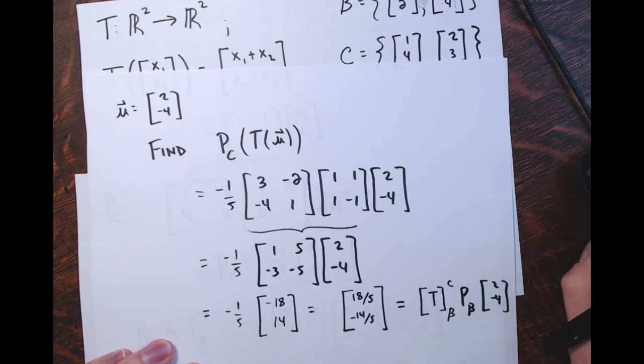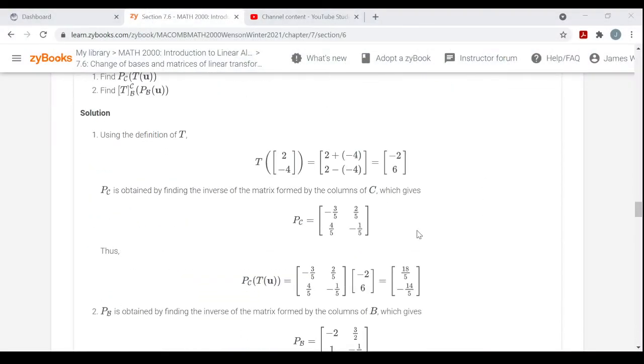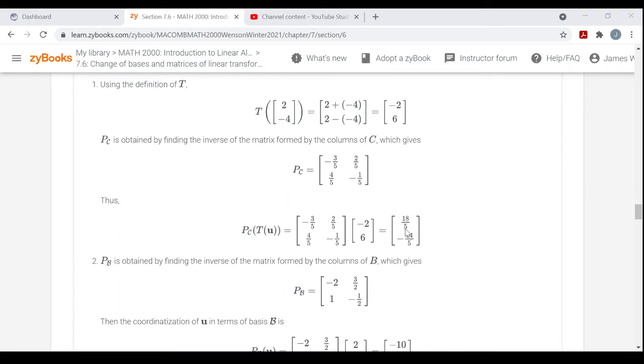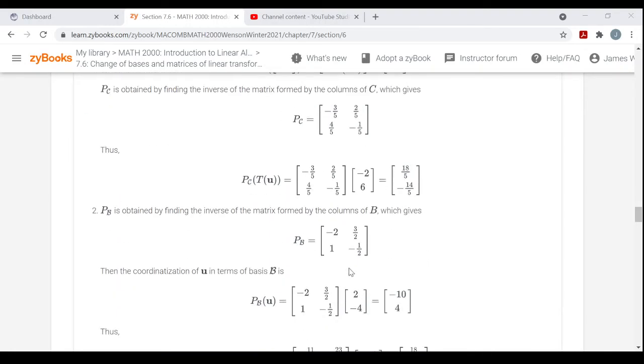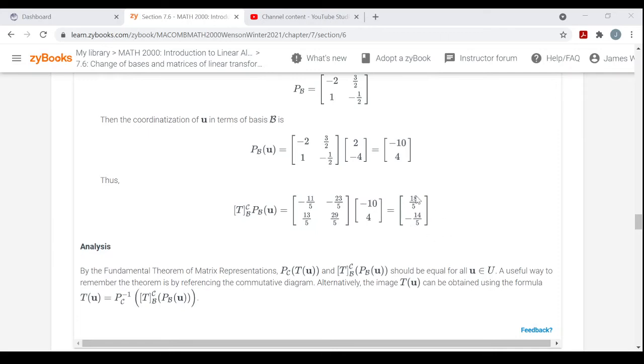All right. Again, you're seeing that here. I'll let you read that out. See, they're getting the 18 fifths, negative 14 fifths. And you see they're getting the exact same result when I take that matrix representation, multiply it by PB, and then multiply it by the vector. Right.